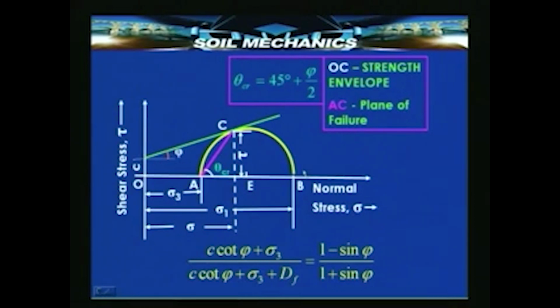This is the Mohr circle, and from geometry we can easily derive this relationship here, which holds good for a Mohr circle at failure. C cot phi, that is what you will get here on the x axis when you produce this envelope and make it cut the x axis here. This is C, the angle which will be made here will be phi, and therefore the distance here will be C cot phi. C cot phi plus sigma 3 is the distance from the shifted origin up to the point A, and C cot phi plus sigma 3 plus sigma d, the deviatoric stress, that is, or df at failure, is the total length here.